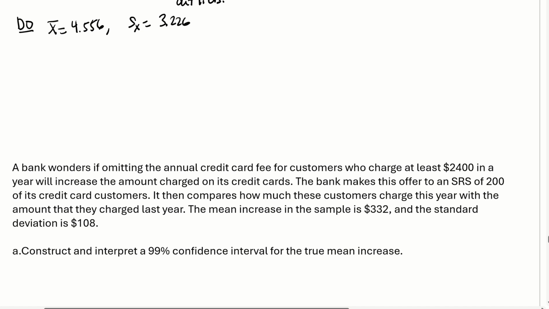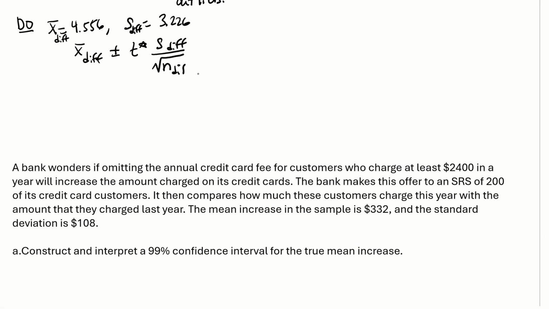All right, so then we can calculate the confidence interval. So it's X bar difference plus or minus t star times Sx. So this should be S difference. I guess we can call it S difference, right? It is Sx, but we can call it Sx difference or just S difference, over square root of n difference. So there's your formula for the confidence interval. So we're going to go ahead and do that. So 4.556 plus or minus 3.226 times t star.